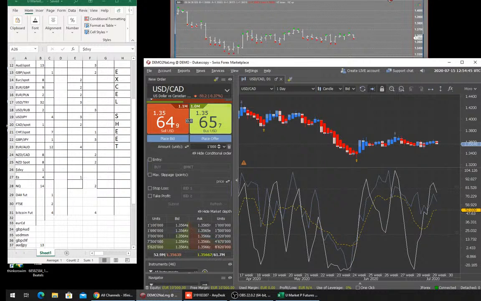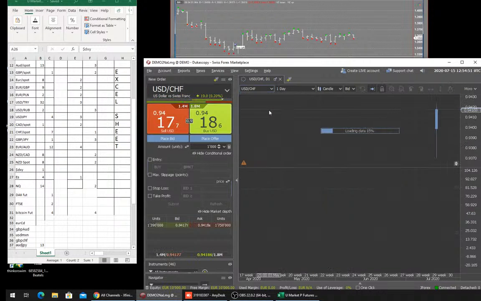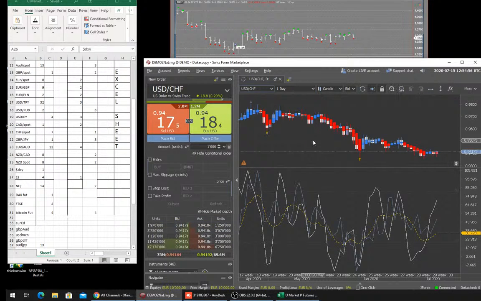Let's see where we're at. We just finished CAD. Let's take a look at the Swiss. There are no questions. Boy, yesterday the questions really brought value. This new indicator is very insightful. I wonder if I could change that to green.